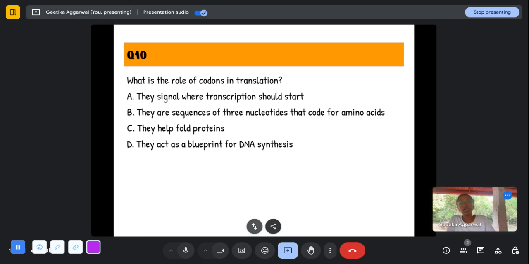Yeah. So the answer to this question is that codons are actually the sequences of three nucleotides that code for amino acids, as has been discussed in this tutorial, as well as you might already know from high school. Codons are basically sequences of three nucleotides, and they code for amino acids. Keep in mind that there is no overlapping and there are no gaps in between codons. One codon is just followed by another codon.